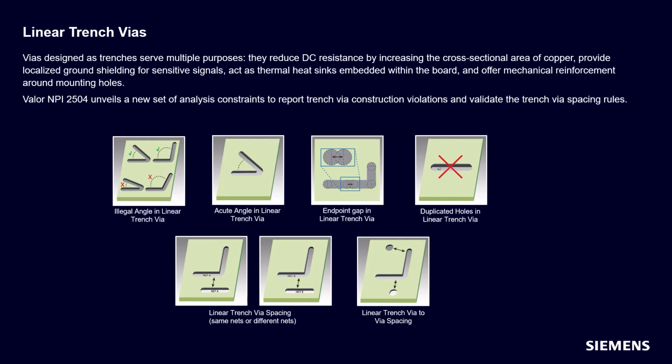There are 2 checks looking at a trench via to another trench via. One is for the same net trench via, and one is for the different net trench vias. And finally, there is a check to check the distance between a trench via and a regular via. So let's take a look at some of the results.